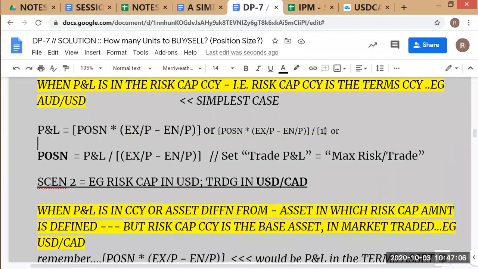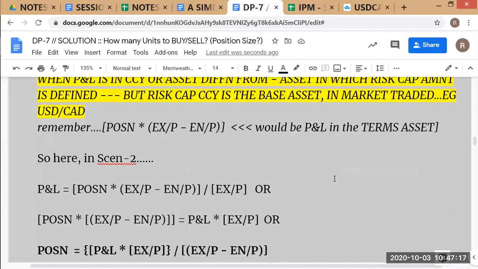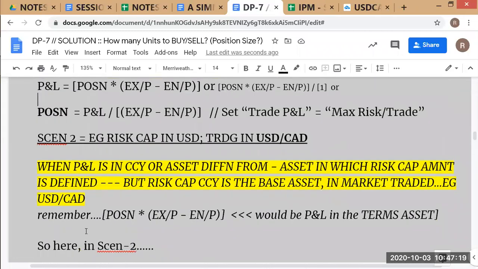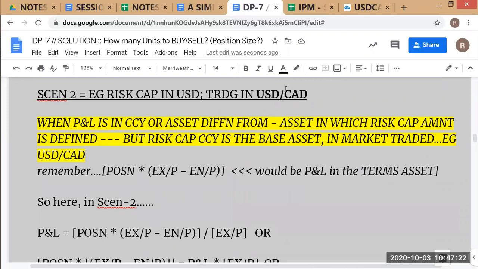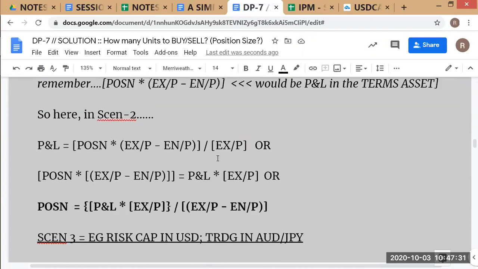In the first one, the divisor is just 1, because you're just converting US dollars to US dollars, so the factor will be 1. In the second case, you're converting candy into US dollars, so you have to divide, because the base asset is US dollars. Just like in the case of rupees, to convert candy to US dollars, you divide, and you have to do it at the time of exit. So you use the exit price. Now let's come to scenario 3.